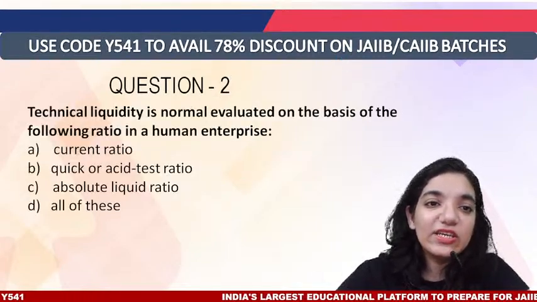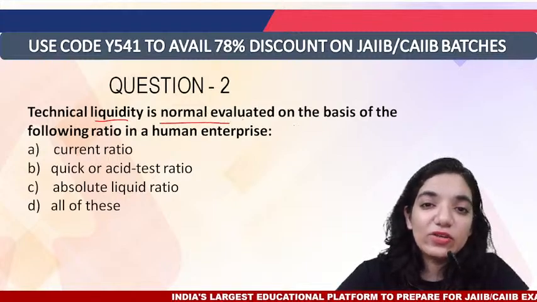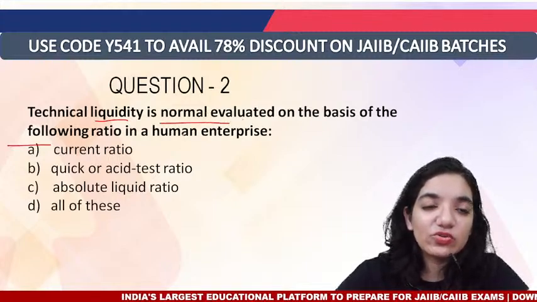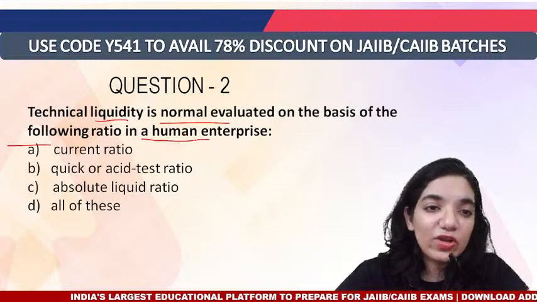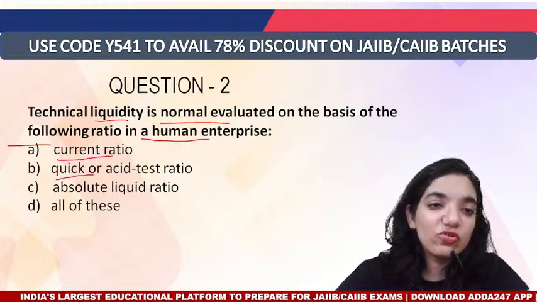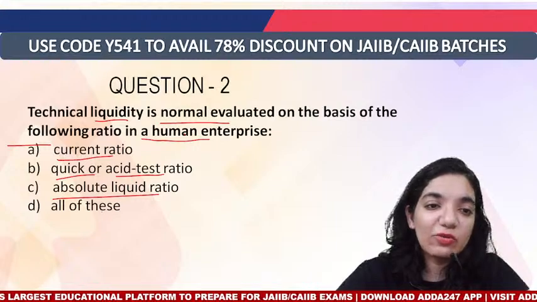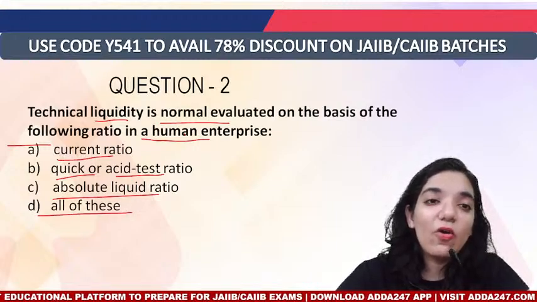Now, this is the next question. Technical liquidity is normally evaluated on the basis of the following ratios in a business enterprise. Is it the current ratio, quick or acid test ratio, absolute liquidity ratio, or all of the above?